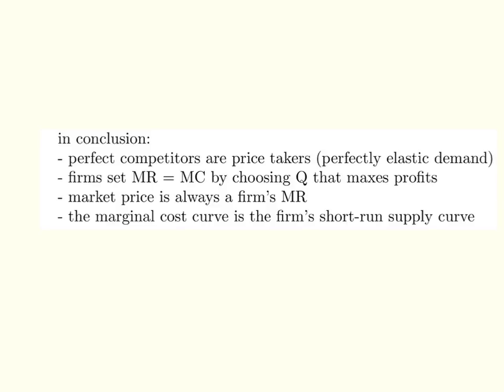Firms set marginal revenue equal to marginal cost by choosing a quantity that maximizes profits. So we saw in the previous slides that the firm will see where the marginal revenue is, which again is the market price, and will choose the quantity that aligns marginal revenue and marginal cost. And this will mathematically be the profit maximizing decision of the firm within the context of the market conditions, most specifically the current condition of the market price. The market price is always a firm's marginal revenue.